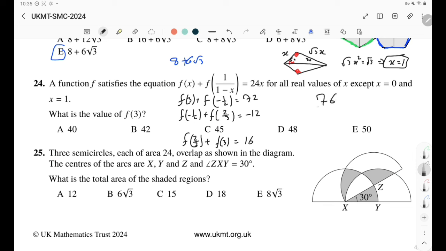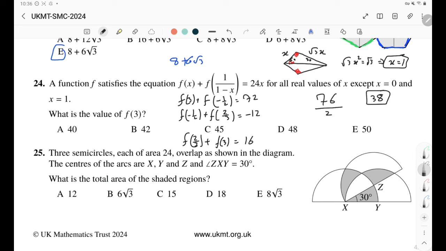So this, if you divide it by 2, you're going to get the total sum of f of 3 plus f of negative half plus f of 2/3. And this number is just, I think, 80, 40 minus 2. So it's just 38. So 38 is equal to f of 3 plus f of negative half plus f of 2/3.